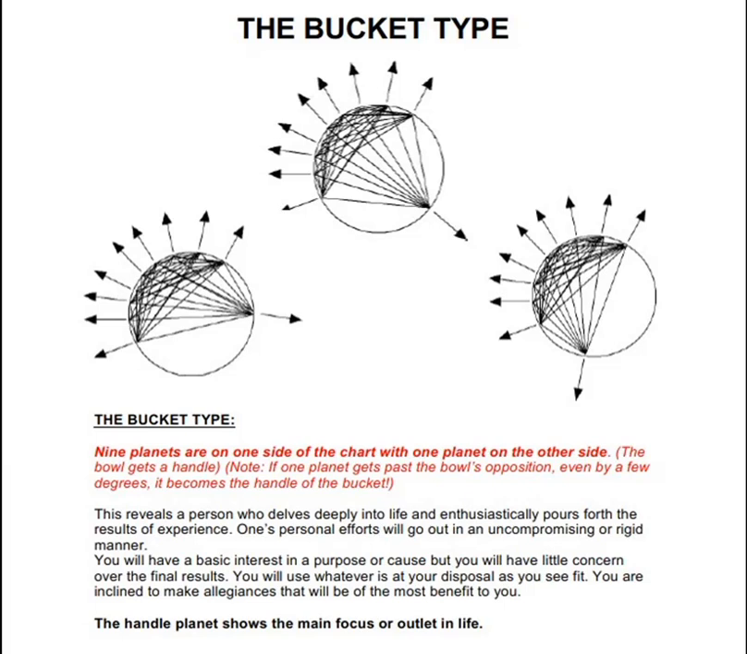9 planets are the bucket type. 9 planets are on one side of the chart with one planet on the other side. The bowl gets a handle. If one planet gets past the bowl's opposition, even by a few degrees, it becomes the handle of a bucket. This reveals a person who delves deeply into life and enthusiastically pours forth the results of experience. One's personal efforts will go out in an uncompromising or rigid manner.